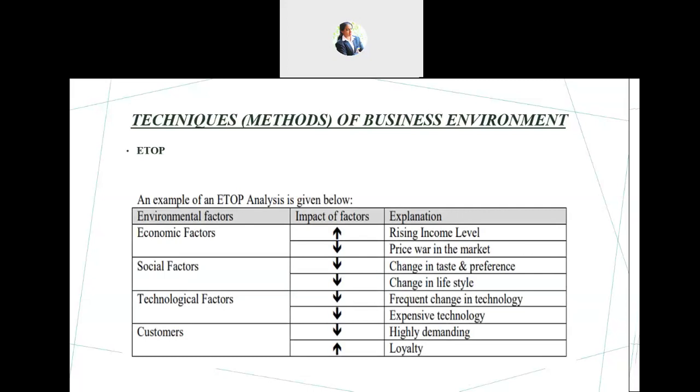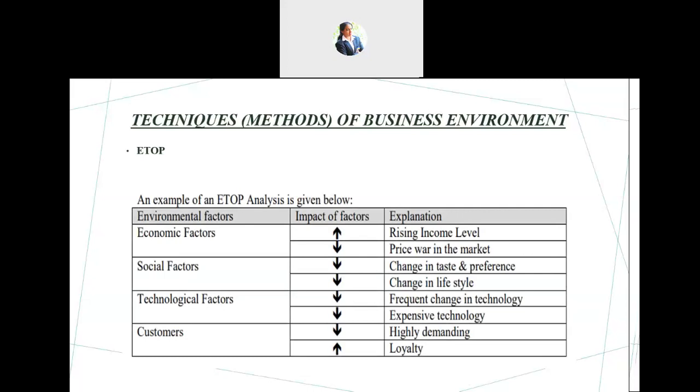Now, in this following example, first of all, they have listed all the factors. These are the four factors that they have considered. First one, economic factor. Next one, social factor. Third one, technological factor. And the last one is customers. And that is the first stage. And the next stage is they have also assessed the impact of each factor.